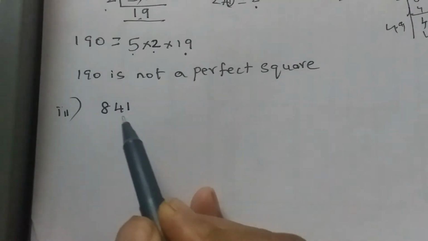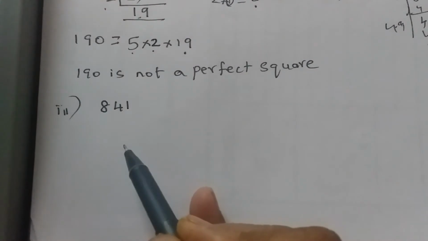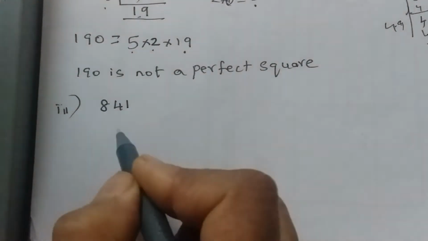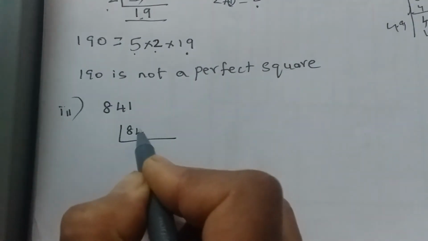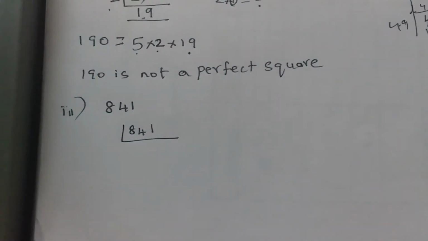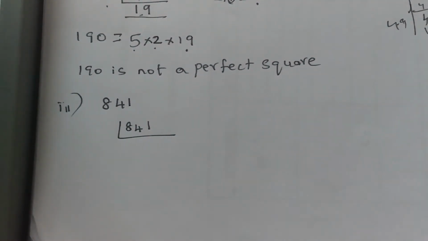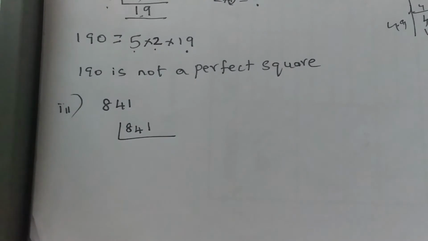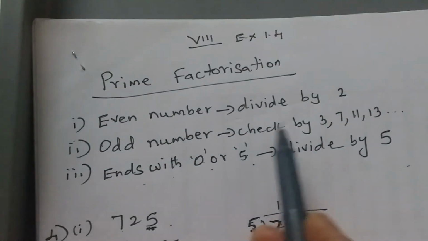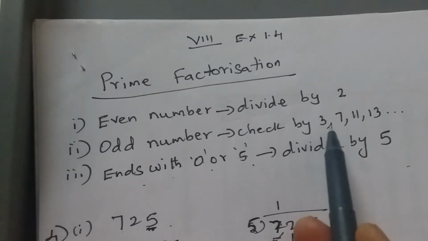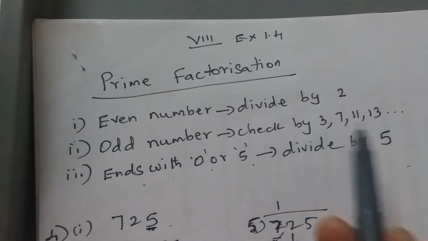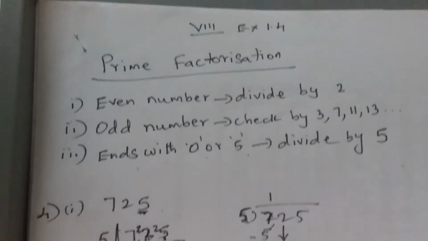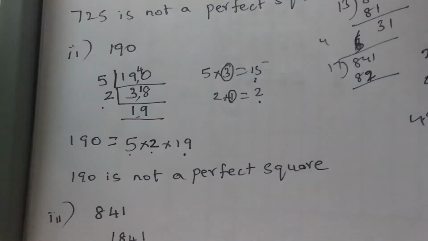And the third one is 841. Okay. Now what is 841? Ending with 1, it is an odd number. Ending with 1, 3, 5, 7, 9 are odd numbers. So if it is an odd number, we should check by the 3 table. If it is not divisible, then 7, 11, 13. We should go on and check it by all the prime numbers.